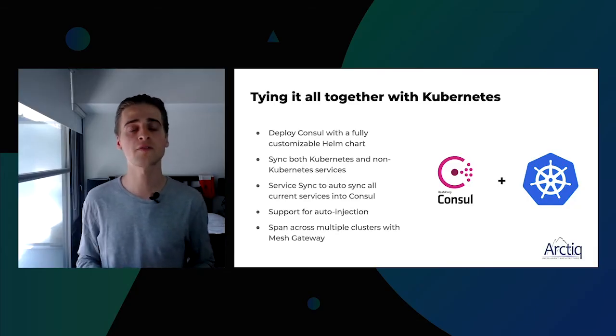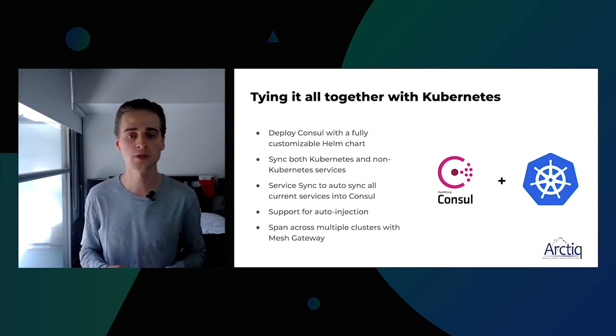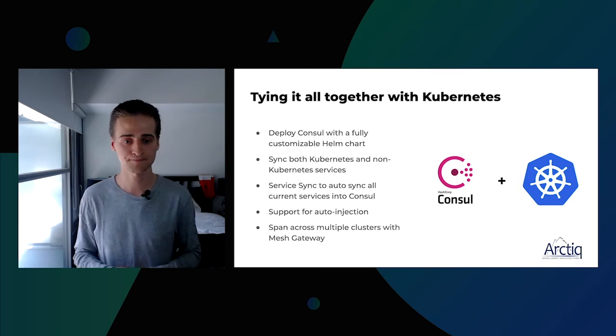So tying this all together with Kubernetes, and since this talk is about Consul on Kubernetes, I want to talk a bit more about how HashiCorp has gotten Consul to fit so well in the ecosystem, and then go over a high-level architecture diagram. So it's important to know that Consul offers first-class support with Kubernetes by making it super simple to adopt Consul into the environment.